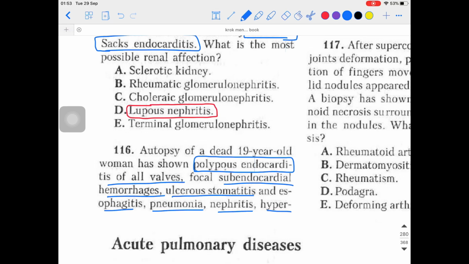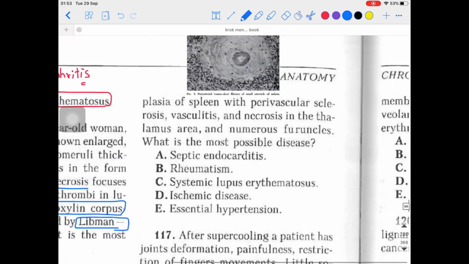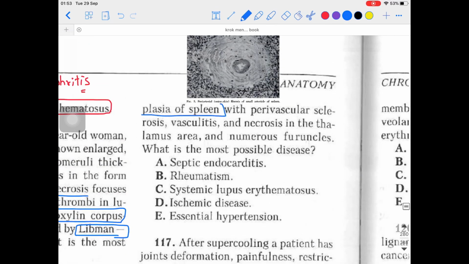Second thing, subendocardial hemorrhage, ulcerous stomatitis, a problem of the mouth, esophagitis, a problem of the esophagus, pneumonia, a problem of the lungs, nephritis, the kidneys are involved. Then they said hyperplasia of the spleen, a problem of the spleen, perivascular sclerosis, vasculitis, blood vessels are involved, necrosis in the thalamus area, the brain is involved. So many organs involved are complications of SLE. One complication we have already talked about was lupus nephritis, and we talked about the hematoxylin bodies, the lupus cell, and the wire loop lesion, isn't it?